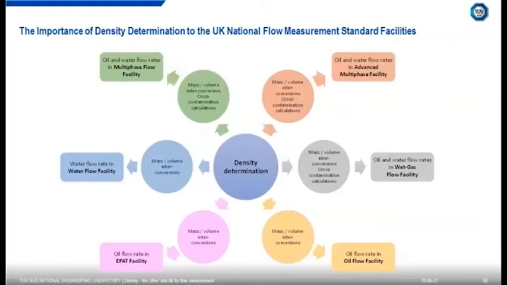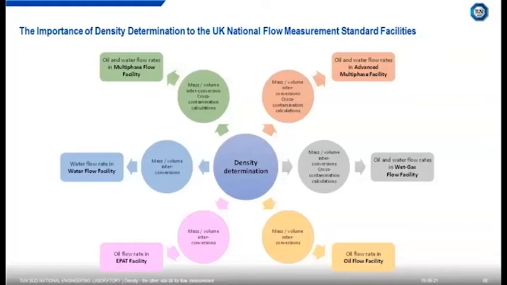And just to put that into context here, at NEL, where we maintain the UK National Flow Measurement Facilities, density determination sits at the heart of that. It's used in all the facilities for mass to volume interconversions directly. Down on the bottom left there, we've got EPAT, the Elevated Pressure and Temperature Facility, which I spoke about, where it's used directly in converting from the volume passing through the prover, our primary reference, to mass through the devices under test.